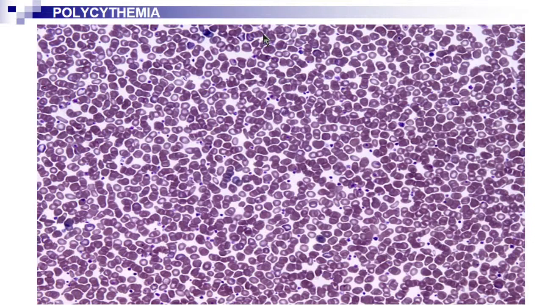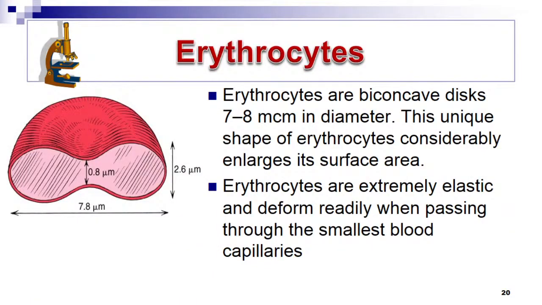Look at this picture. This is a photo of a blood smear of a patient with polycythemia. The quantity of red blood cells, erythrocytes, is more than normal, and you can identify it if we investigate under the microscope. Erythrocytes are biconcave discs, 7-8 micrometers in diameter, and in inner diameter 0.8 micrometers. The highest of these parameters is 2.6 micrometers. This unique shape of erythrocytes considerably enlarges its surface area for gas exchange. Erythrocytes are extremely elastic and deform radially when passing through the smallest blood capillaries.